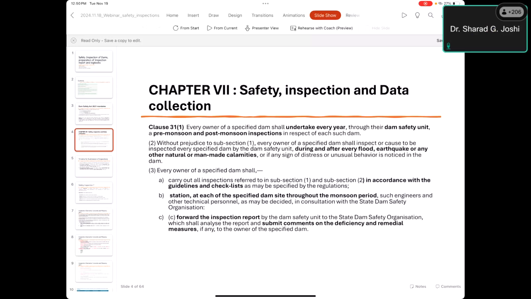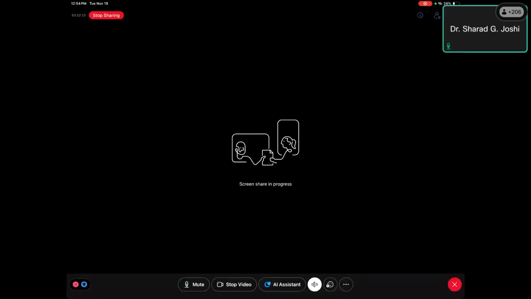For medium dams, the executive engineer, XEN, will do the pre-monsoon and post-monsoon inspection, which is verified by the superintending engineer. For major dams, the superintending engineer does the pre-monsoon and post-monsoon inspection, verified by the chief engineer, or it may be one step higher in a few states. So each state will have its own norms of who will inspect which dams. Kindly verify the norms in your state: who will inspect the minor dams, who will inspect the medium dams, and who will inspect the major dams.